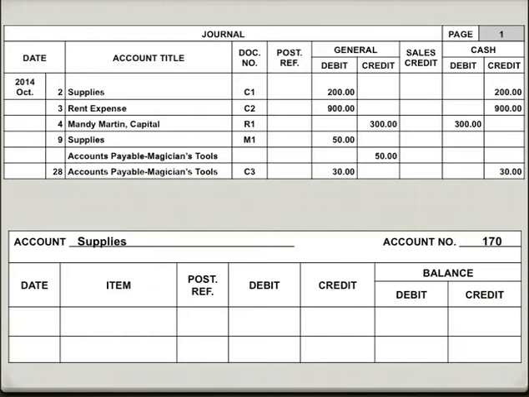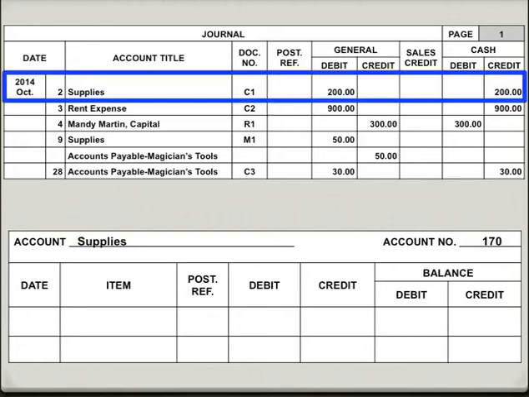The purpose of posting is to transfer individual amounts from the journal into the appropriate account in a ledger. The process of posting begins by selecting a single transaction and identifying the appropriate account to transfer it to. The account title should match what is written in the account title column. After you have found the account in the ledger, you should follow a 5-step process.